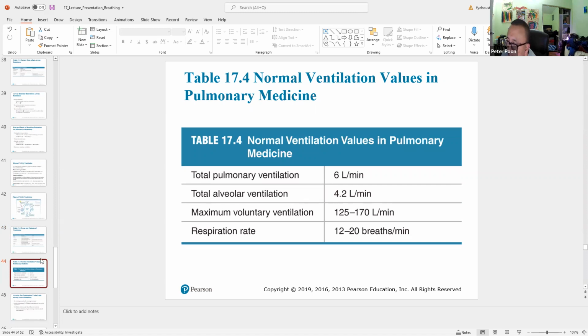So here you can see maximum voluntary ventilation is much higher than normal. So you can breathe in tremendously more air than when you're breathing normally.